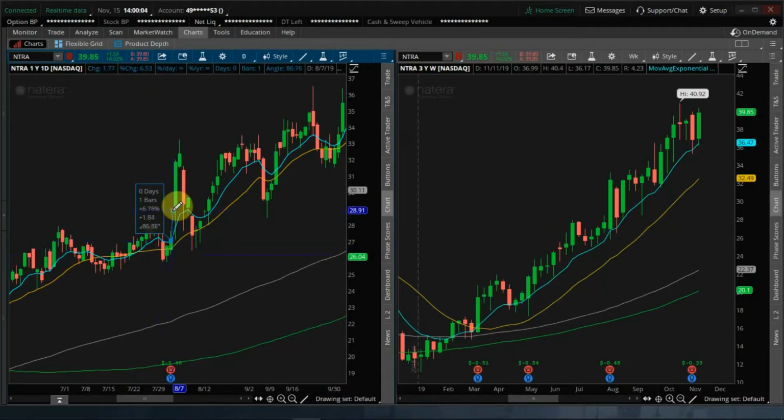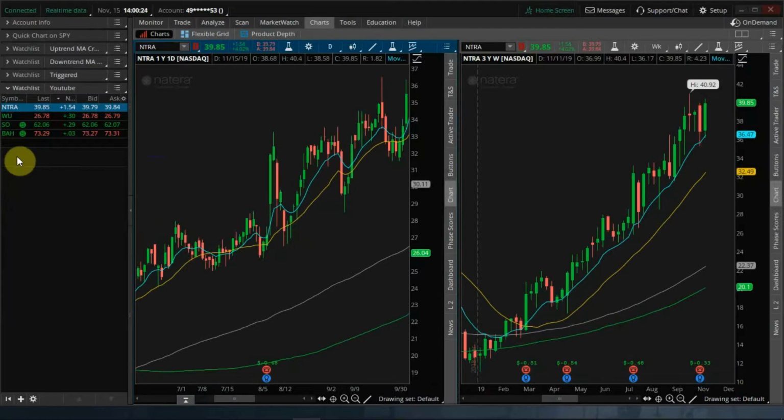And after that entry, the very next day, the stock market went up $5. Now, not every trade is going to do that. Some of these trades are going to take time to reach your destination. And sometimes they're going to do exactly this. Shoot up straight into your take profit. Now let's move on to the next example.